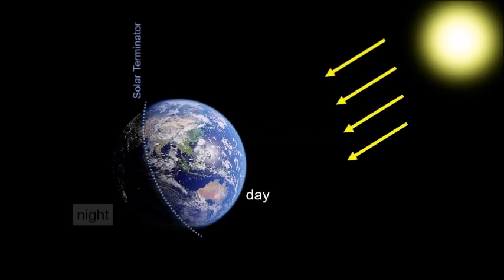A solar terminator is the moving line on a celestial body that separates the illuminated side, the day side, from the dark, the night side.